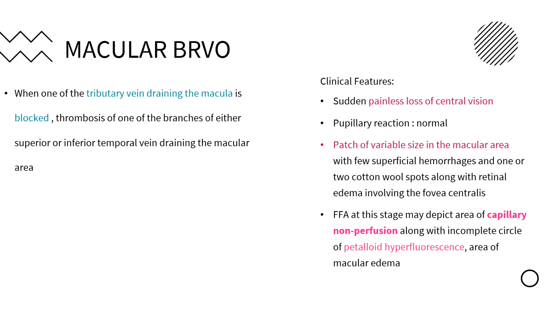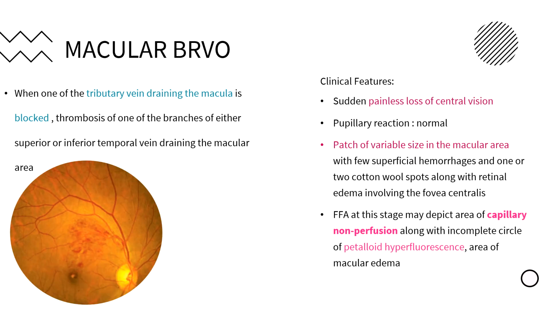Then macular BRVO: when one of the tributary veins draining the macula is blocked, there will be thrombosis of one of the branches of either the superior or inferior temporal vein draining the macular area. Clinical feature: sudden painless loss of central vision, pupillary reaction will be normal, and there is a patch of variable size in the macular area with few superficial hemorrhages and one or two cotton wool spots.